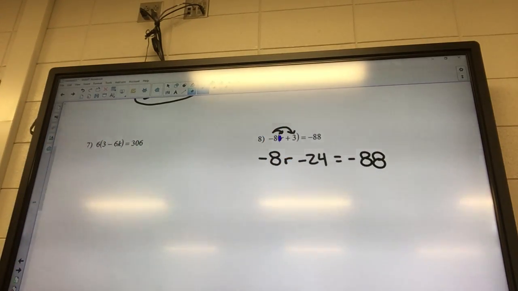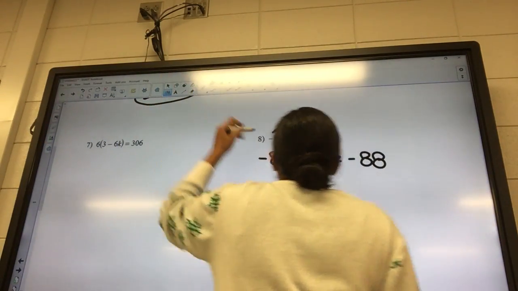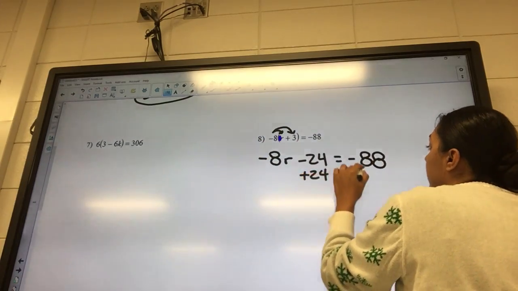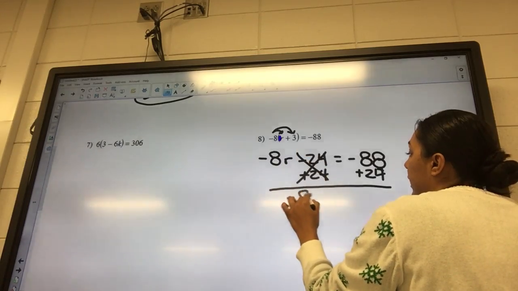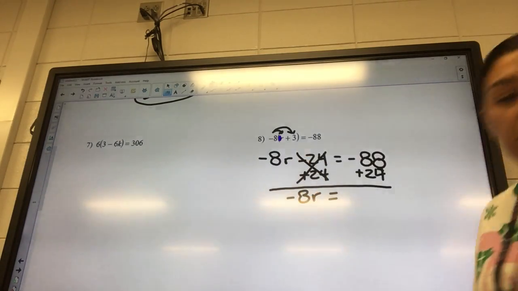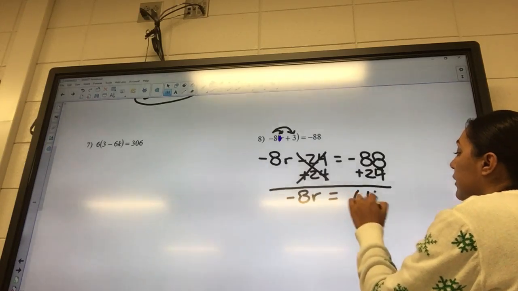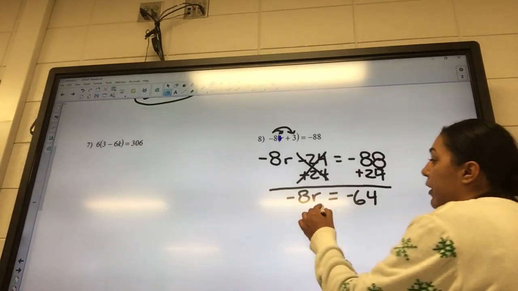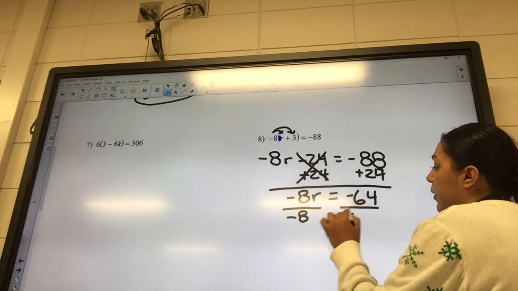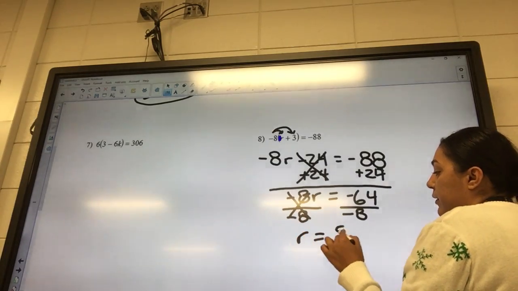So we can go straight to step 3, which is going to be add or subtract the kid. So we're going to say plus 24, plus 24. Negative 8R equals, and I don't know what that is. It's going to be negative 64. And our last step is going to be to divide. So negative 8 divided by negative 8. R equals, and it's just going to be positive 8.